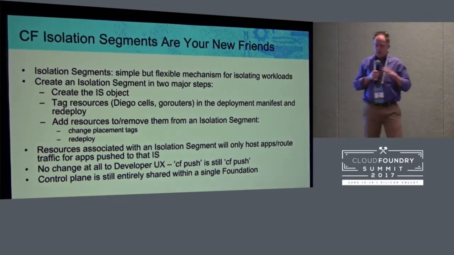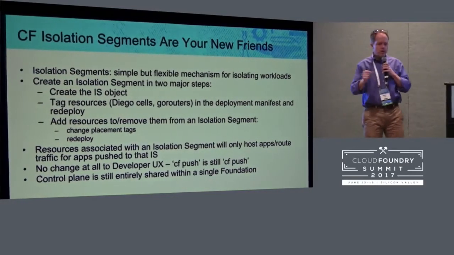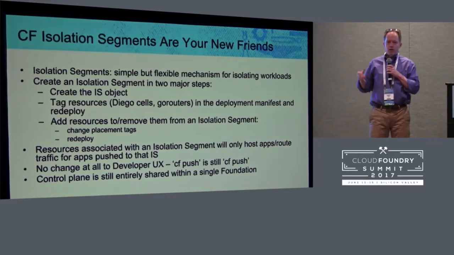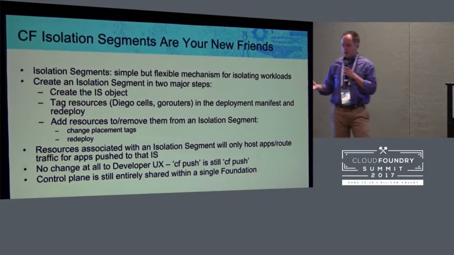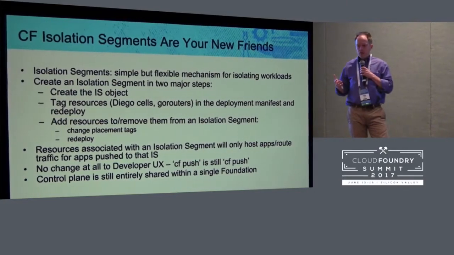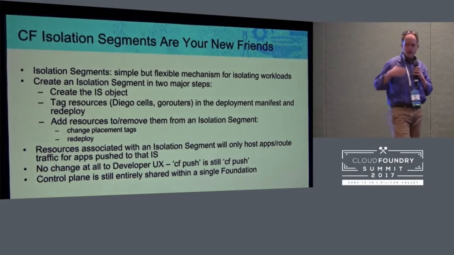The second to last point is really one of the key points that we wanted to pursue. Early on, we looked at a couple of ways for the UX. You know, we wanted to make this cf push dash segment or something. But almost by accident, we landed where we did, which I think is really the best possible place: the app developer doesn't need to know isolation segments exist. They have no need to know they're there. It's a cf push today, it's a cf push tomorrow.